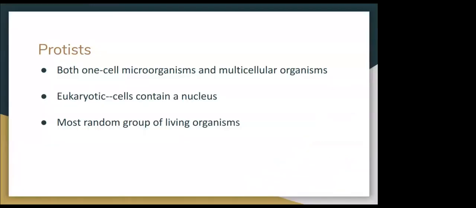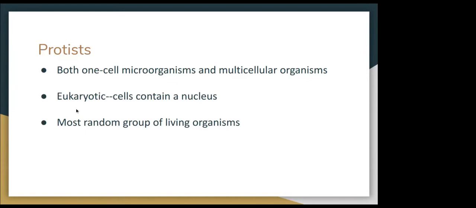All right, protists are both one-celled organisms. So some of them are one-celled. Others are multicellular, which means some are microorganisms and only have one cell, and others are more like plants or fungi or animals. They're multicellular, they're bigger, which is why this is such a random group. They're all sorts of shapes and sizes.